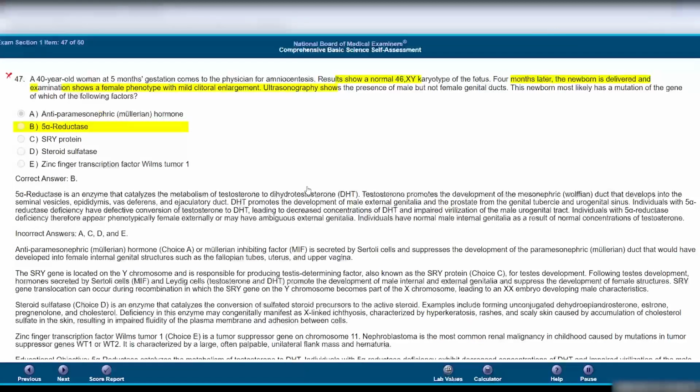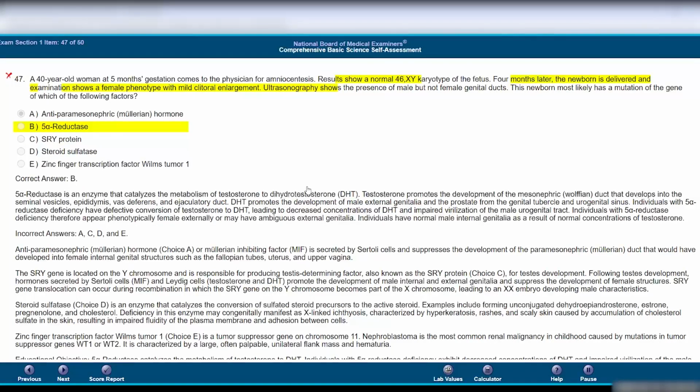A 40-year-old woman at 5 months gestation comes to the physician for amniocentesis. Results show a normal 46XY karyotype for the fetus. 4 months later, the newborn is delivered, and an examination shows a female phenotype with mild clitoral enlargement. Ultrasonography shows the presence of male but not female genital ducts. This newborn most likely has a mutation of the gene of which of the following factors.